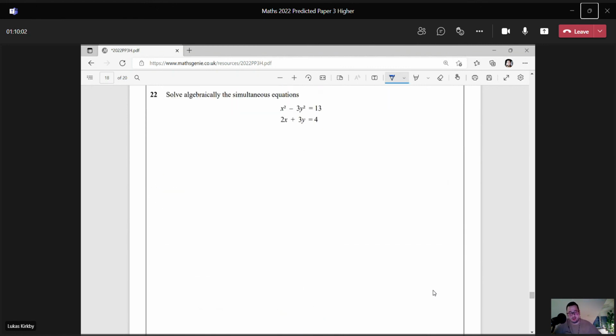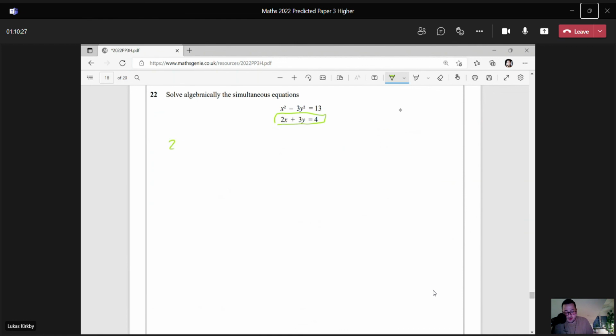All right, number 22. So we want to solve algebraically the simultaneous equations x squared minus 3y squared equals 13 and 2x plus 3y equals 4. When you get ones like this, where it is a quadratic one and then a linear one, you always want to solve the linear one first for x or y. So let's solve this one to start with.